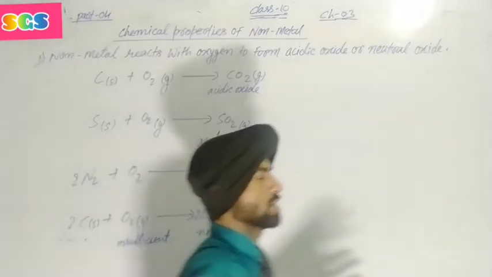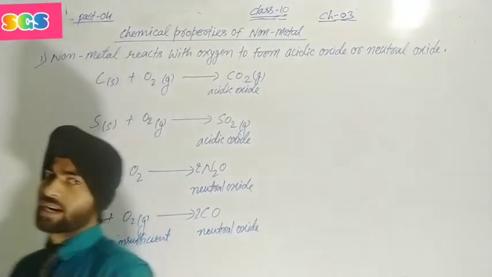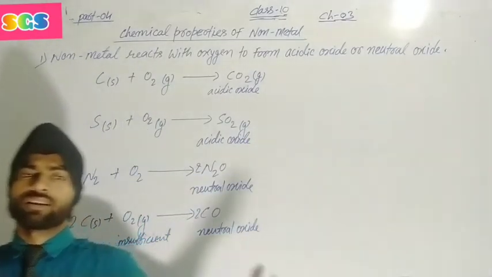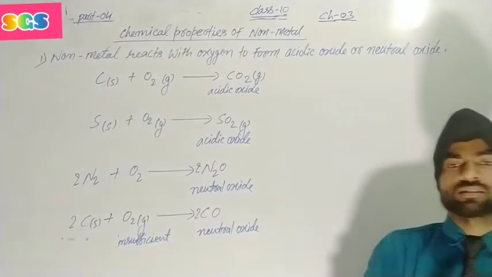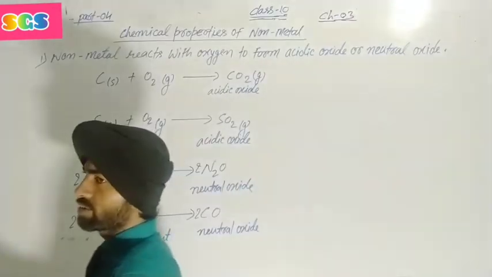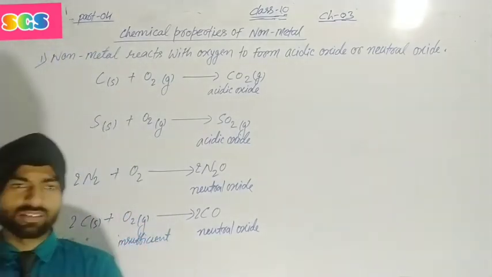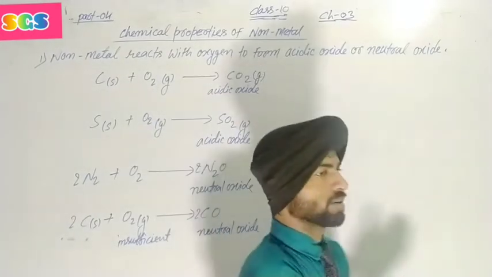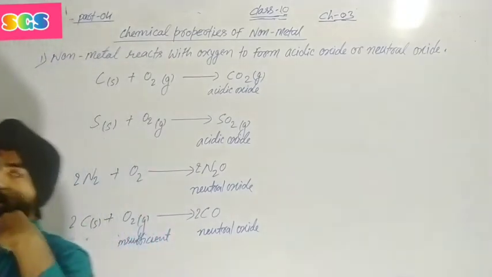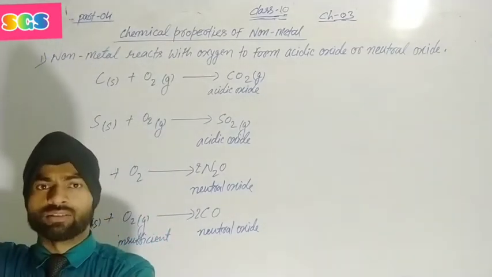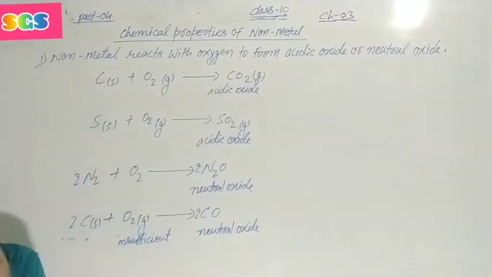Actually we are studying the chemical properties of metal and non-metal because we all know that the physical properties of metal and non-metal are not sufficient to categorize them. That's why we are reading chemical properties of metal and non-metal. It means the physical properties of non-metal were insufficient to know about them, to classify them. Okay, that's why we are going to read chemical properties.